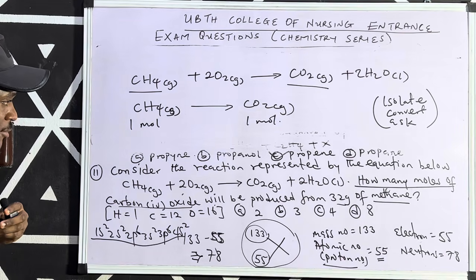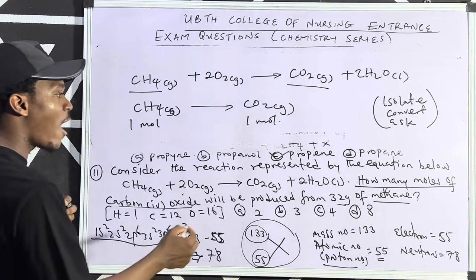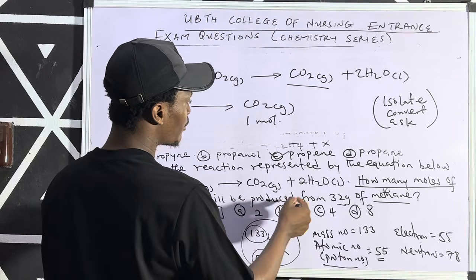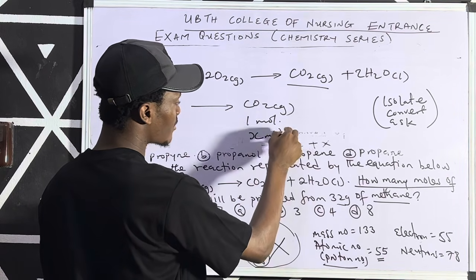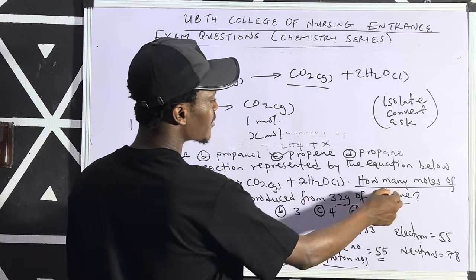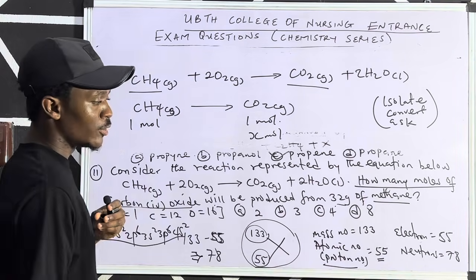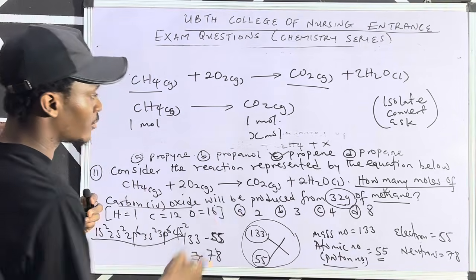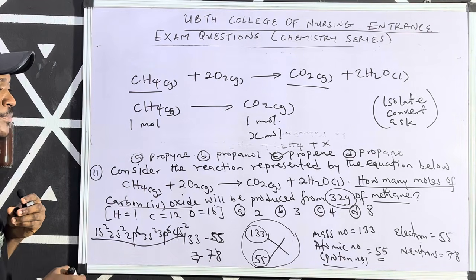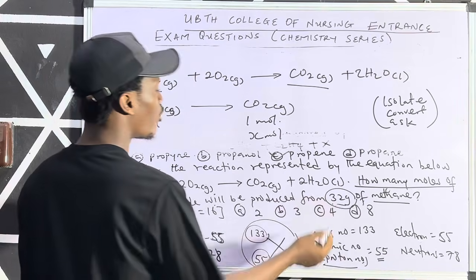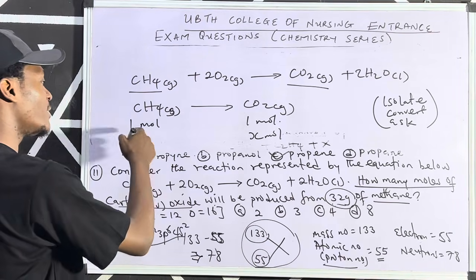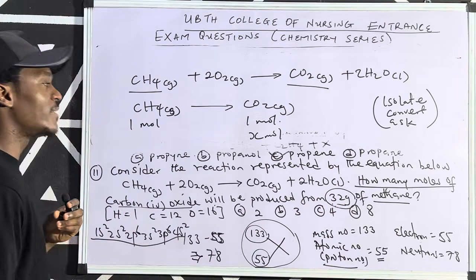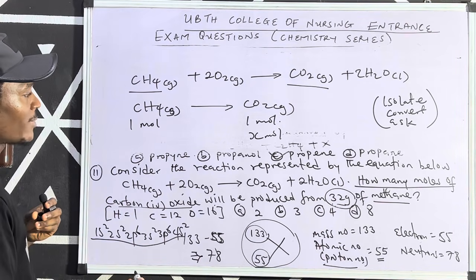So what are they asking us? They are asking how many moles of carbon dioxide will be produced, meaning X moles of carbon dioxide will be produced from 32 grams of methane. Then what are you supposed to do? You have to convert this to the language of the equation, and the equation is speaking in what? In moles. So you convert 32 grams of methane to moles. And how do you go about it?